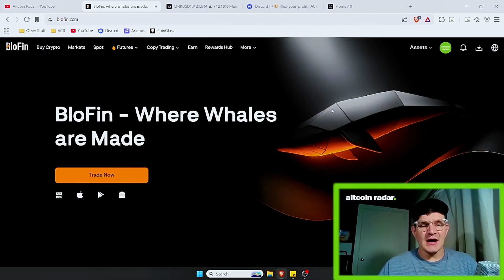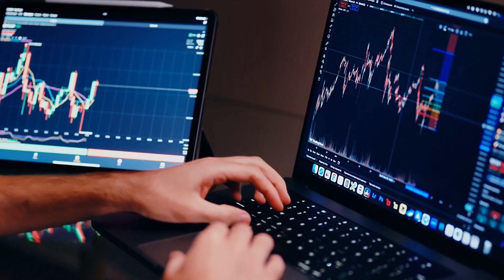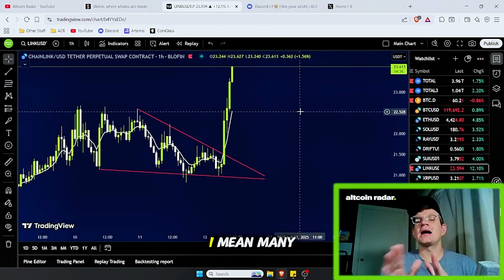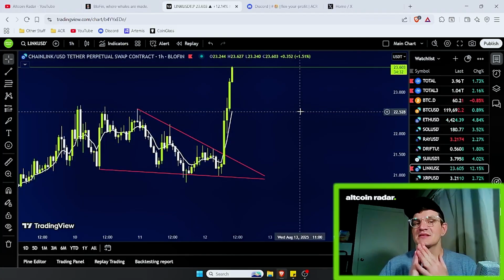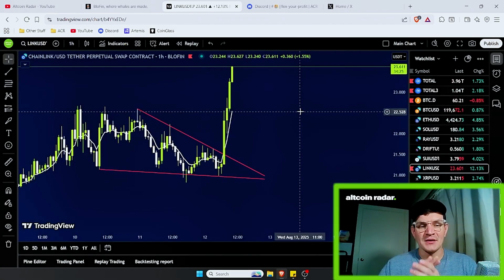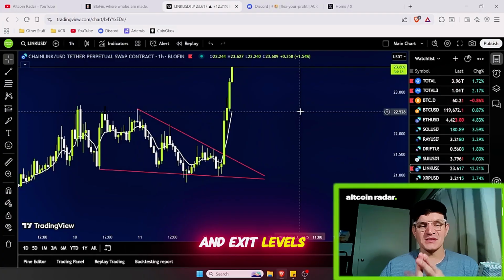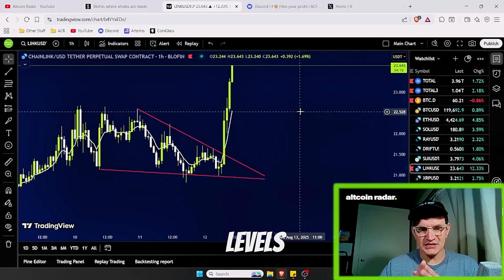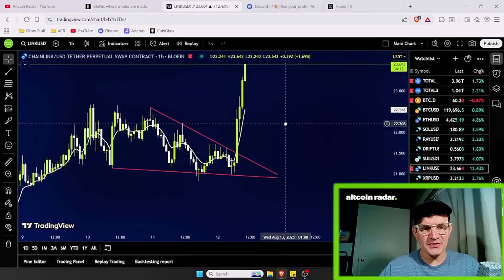So guys, the reason why we are going ahead and talking about trend lines today is because many, and I mean many, beginner crypto traders tend to overlook the simple things on the crypto charts, and trend lines are one of those simple things, all right? Now, the best way to use trend lines is to use them as support and resistance and finding entry and exit levels based on the support and resistance levels that the trend lines create, all right? So I'm going to go ahead and show you a few examples.